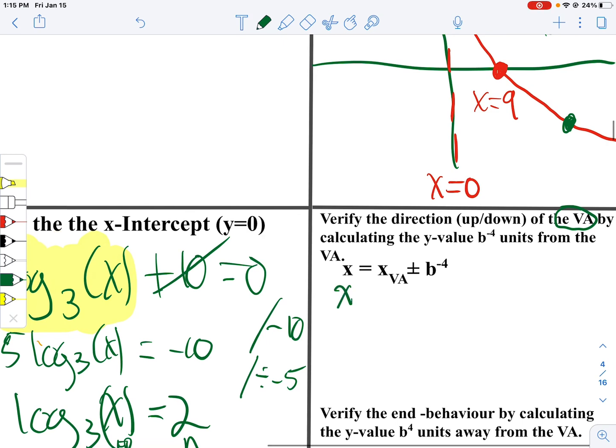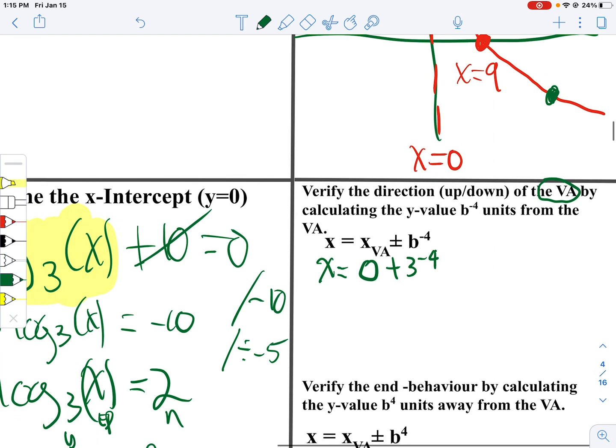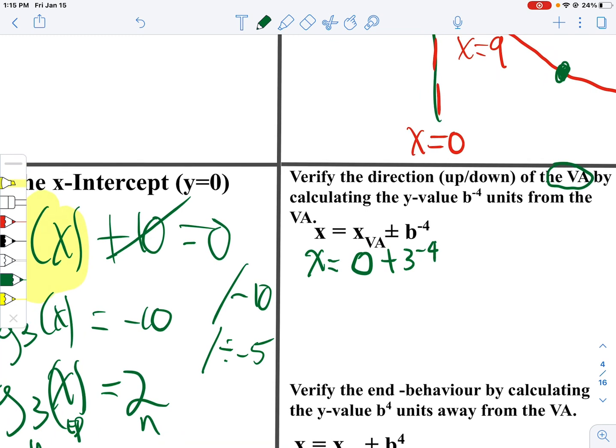Well, the x value I'm going to sub in is going to be the x value of the vertical asymptote, and then I have to go to the right plus, and in this case, the base that I'm working with is 3 to the -4th. That's the x value I'm going to sub into the equation. So that's a distance that's really, really close to the vertical asymptote. And then I'm going to figure out the y value.